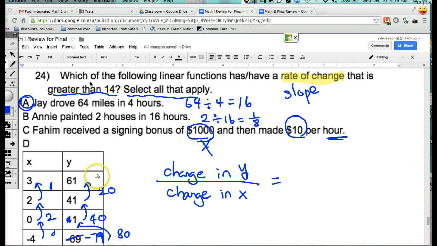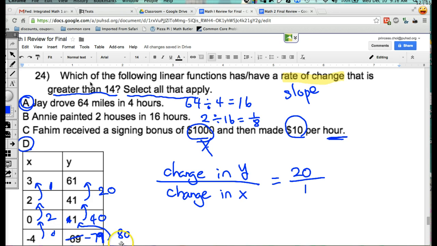So what is the change in y? Over here it is 20, and then the change in x is 1. So your slope is 20, right? So D is the correct answer. But you might be like, Miss Choi, what about the other numbers? Well, you can choose this one. The rate of change over here is 40 over 2, and that's 20 again.